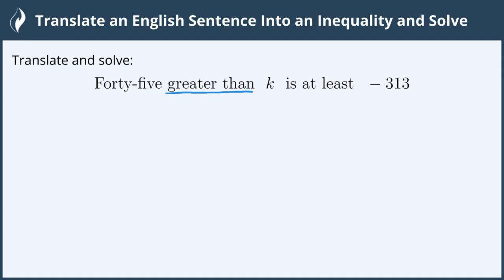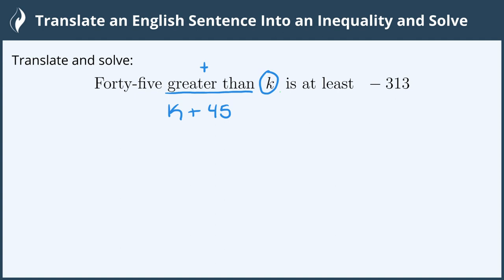However, 45 greater than k is not an inequality. We did not say 45 is greater than k. It just says 45 greater than k. This means that I am adding 45 to something. This is one of those tricky phrases that reverses the order. So it's not 45 plus something, it is something plus 45. And that something is k. So k plus 45 is 45 greater than k.